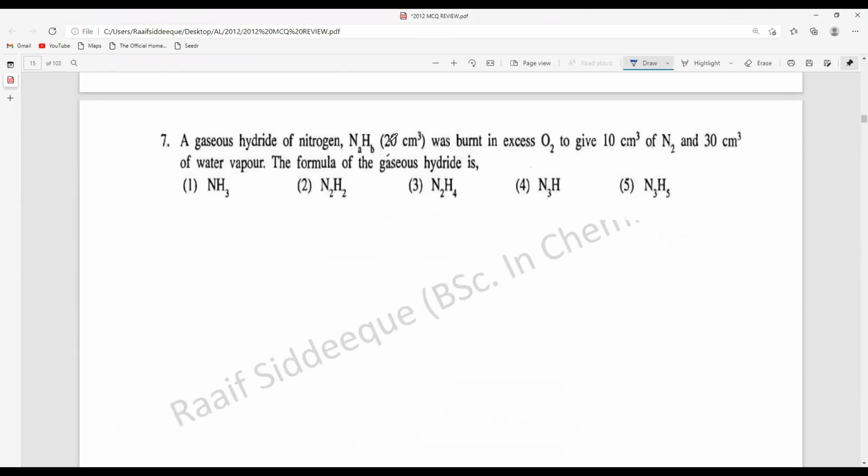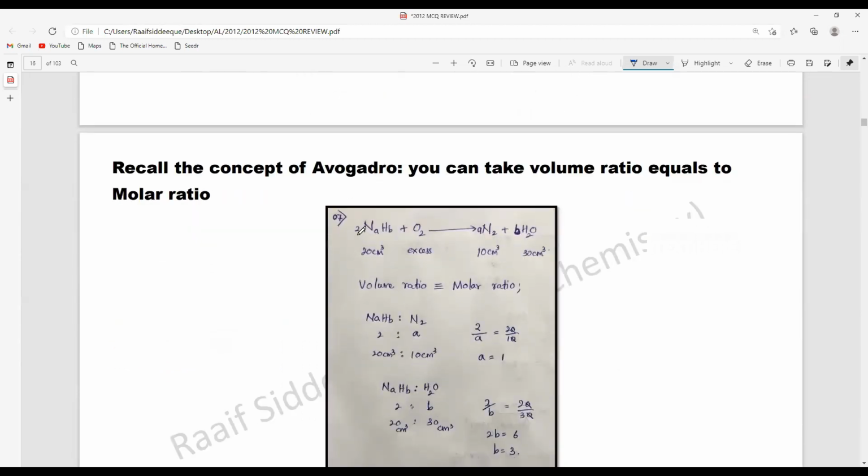The idea here is that the hydride is burnt in excess oxygen. The purpose of giving excess oxygen is that it undergoes complete combustion, which means at the end of the reaction there is no NaHB remaining. It will be completely converted to nitrogen and water vapor. So the overall reaction is NaHB plus O2 will give N2 and H2O.